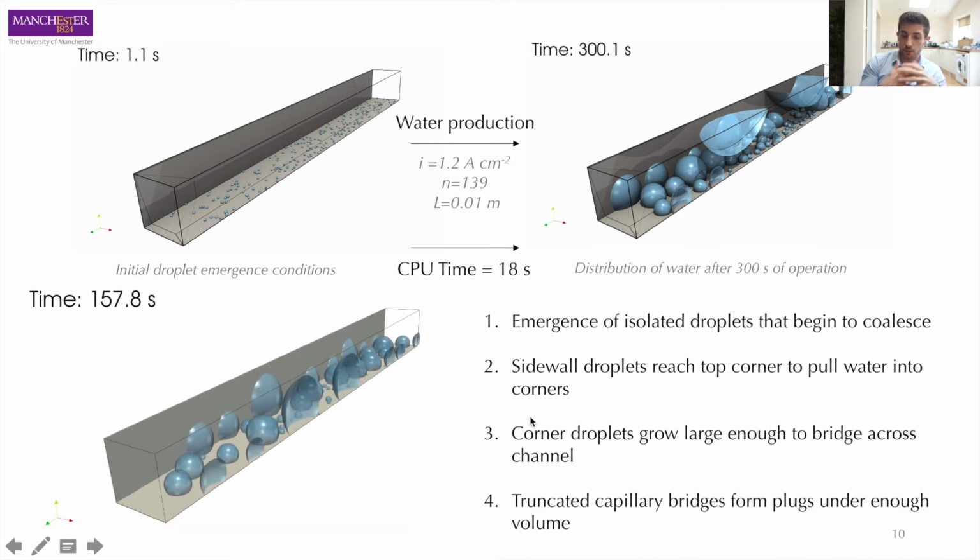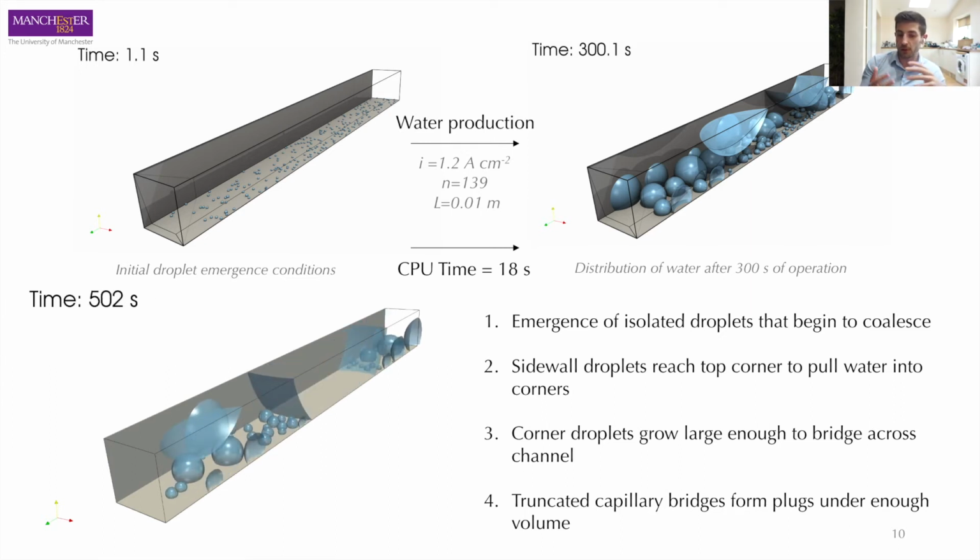As you can see, the water droplets emerging, coalescing into larger droplets, reaching the channel corners, and then eventually forming a plug structure over time. Now in this simulation there's no airflow, so this means that this only looks purely at the accumulation without any effect of the air.